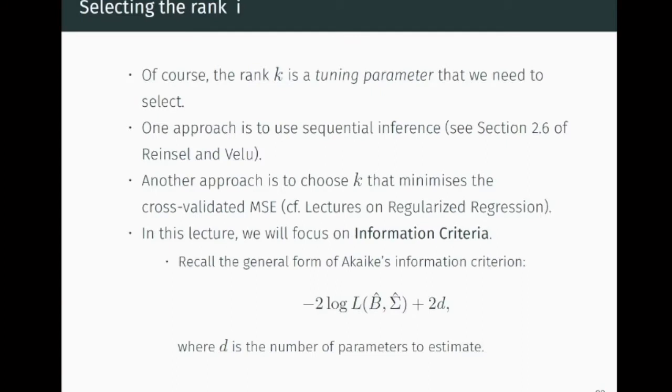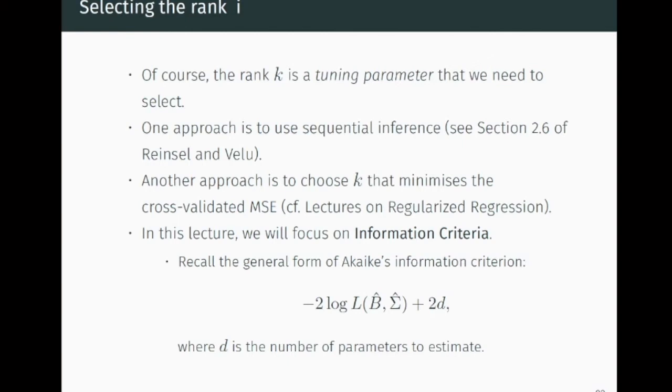Of course, one question you may have is, how do we select the rank k, which is the tuning parameter for this method? One approach is to use sequential inference, just as we did for canonical correlation analysis. I won't go over the details, but if you're interested, you can look at section 2.6 of the book by Reinsel and Velu on multivariate reduced rank regression. A second approach would be to choose a k that minimizes the cross-validated mean squared error, just like we did when we discussed regularized regression a few lectures ago.